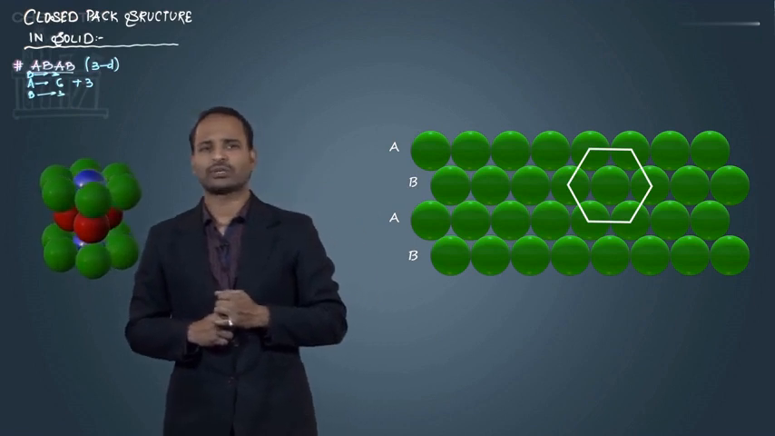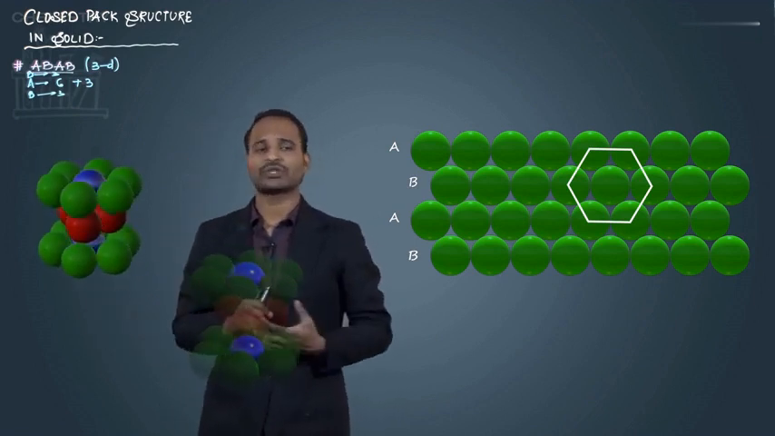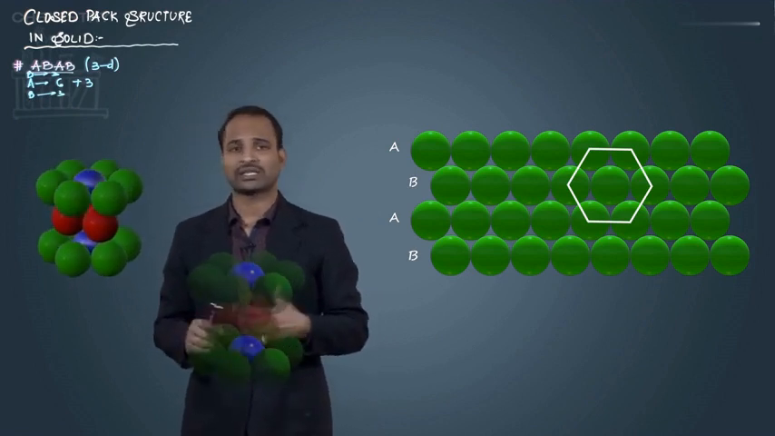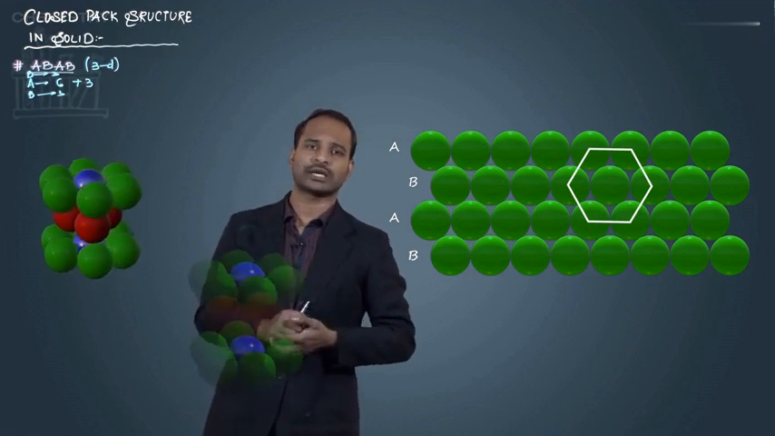12 is the coordination number for the ABAB type packing. This ABAB type packing, in three dimensions, is also known as hexagonal close packing. Again, we are calling it hexagonal close packing. Why do we call it hexagonal close packing?